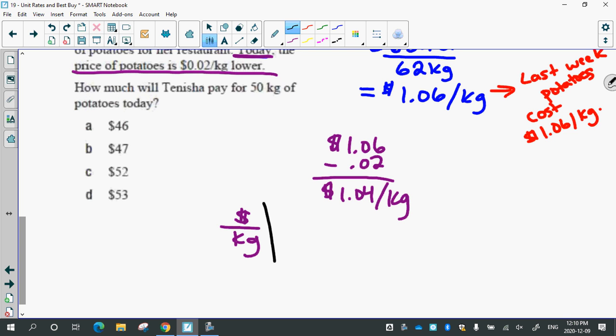And you want to stick to the proportion since that's what we're on. We know that this week it's $1.04 for 1 kilogram, and we want to know how much it costs for 50. Okay, you know it's $1.04 for 1 kilogram. How much does it cost for 50?